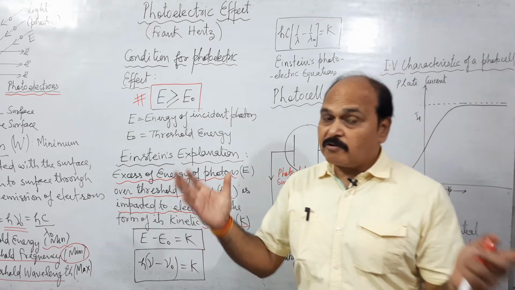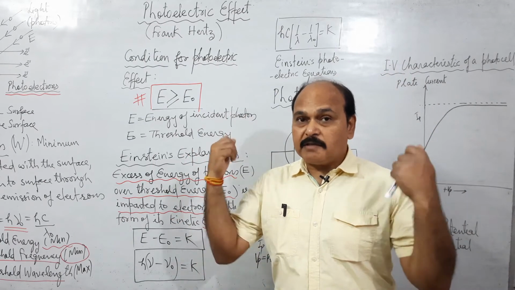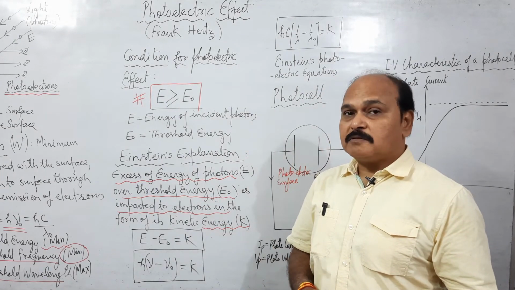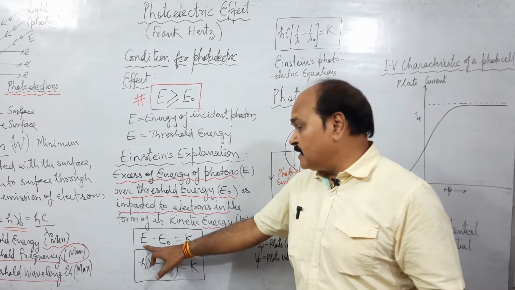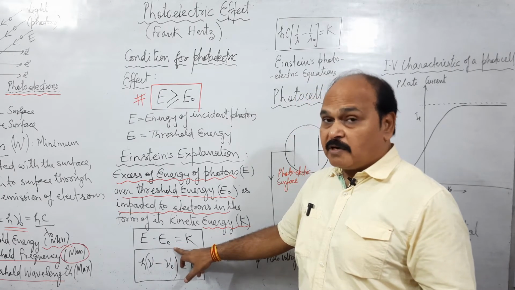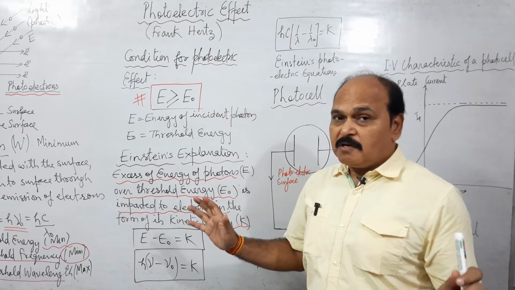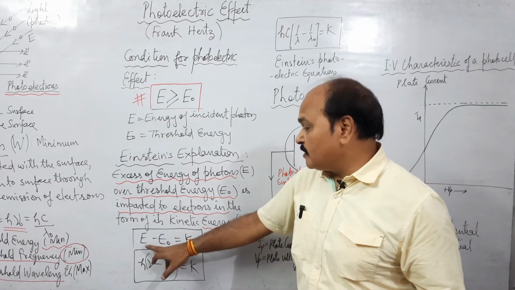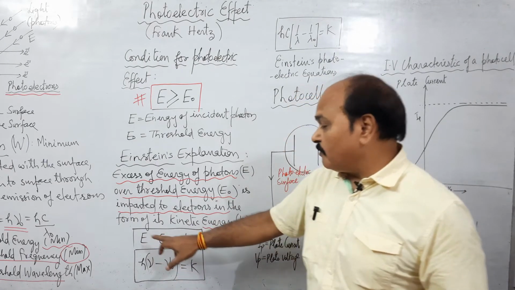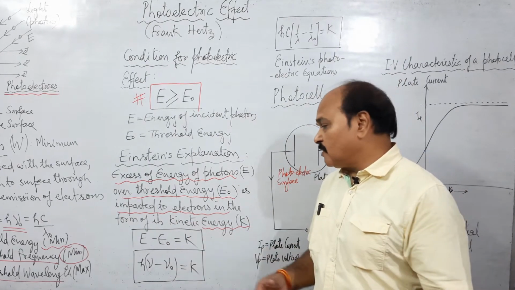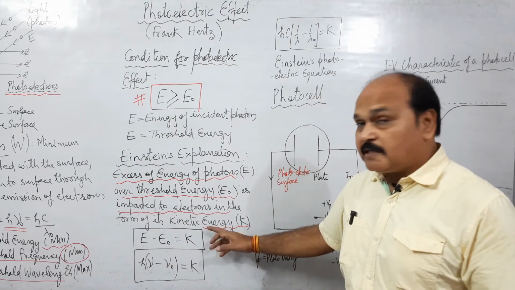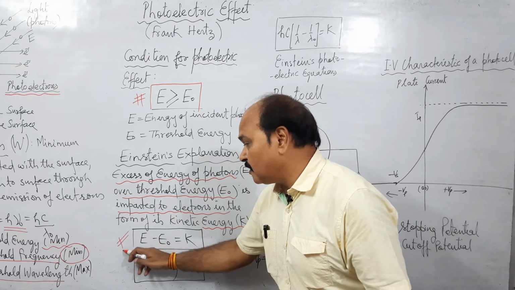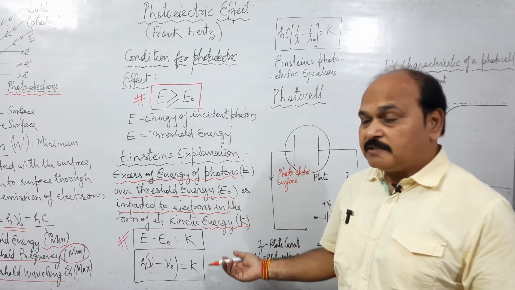Kinetic energy of an electron cannot be negative; any kinetic energy can never be negative. Kinetic energy is always positive. So when E is less than E naught, photoelectric emission is not possible because kinetic energy can never be negative. The excess energy of the photon over the work function is imparted to the electron in the form of its kinetic energy K. E minus E naught is equal to K. This is Einstein's photoelectric equation in terms of energy.